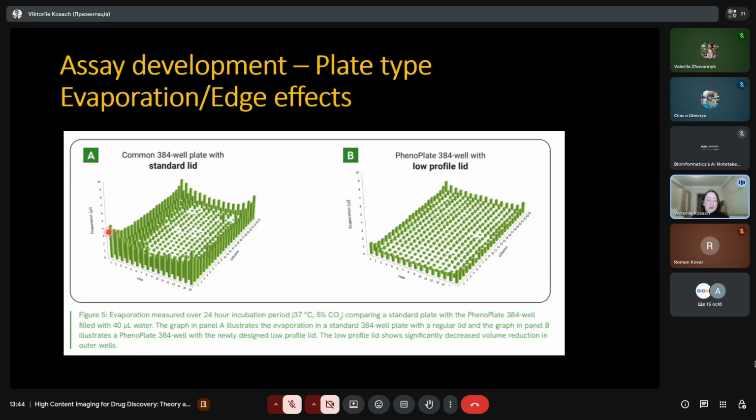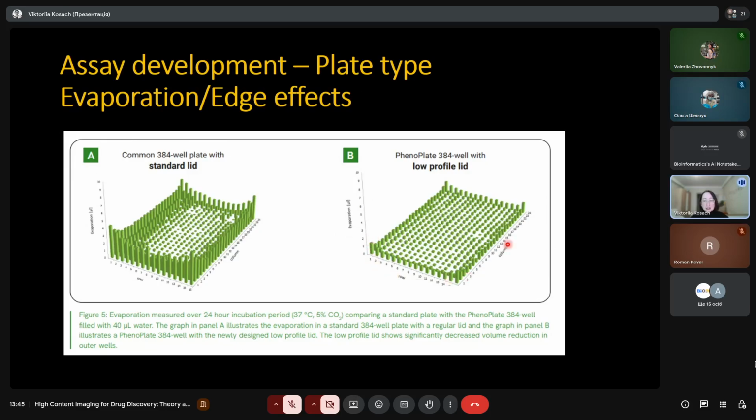And for 24 hours, this is the evaporation level from these wells. It will influence your assay very much. And here on the right hand, it's the evaporation level from the wells in this Revity PhenoPlate. It has a bit different plate lid that lowers this evaporation.